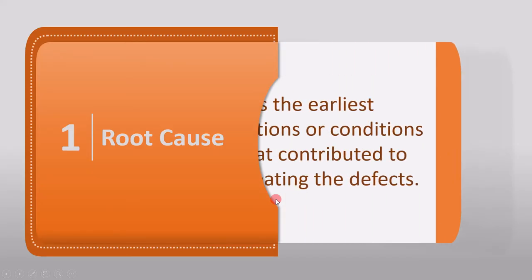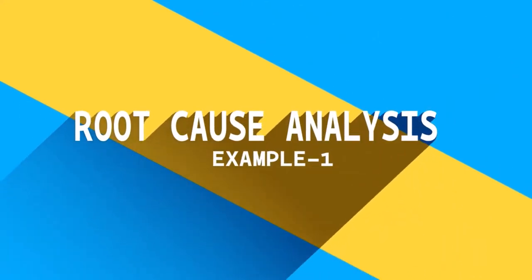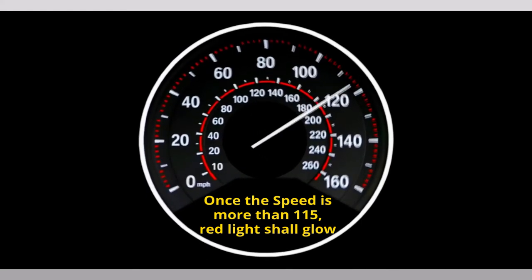A root cause is defined as the earliest actions or conditions that contributed to creating the defects. This means that when you find a defect, you also have to find the first condition that caused the defect. We will see an example of root cause analysis to understand this definition. Suppose we get this requirement. Once the speed is more than 115 kilometers per hour, red light shall glow.